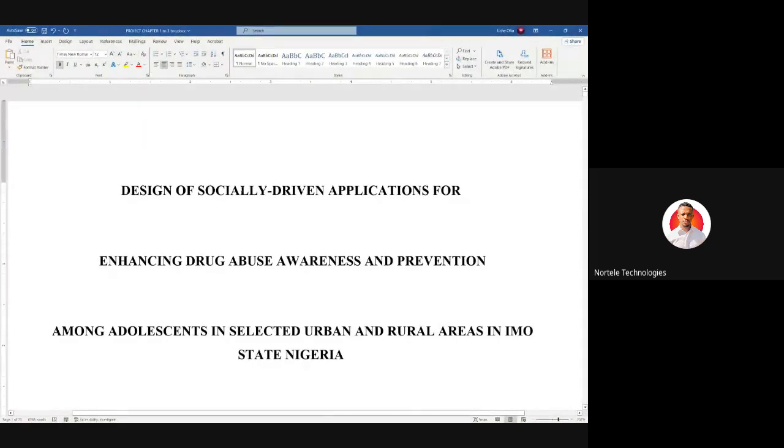All right. So first of all, is design of socially driven applications. So my question is simple: how do I get data for this topic? I've divided it into three. How do I get data for this first part of the sentence, socially driven applications? What do I do? Will I use, like I said, quantitative way of getting it?